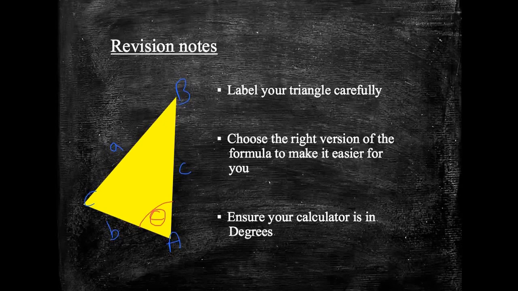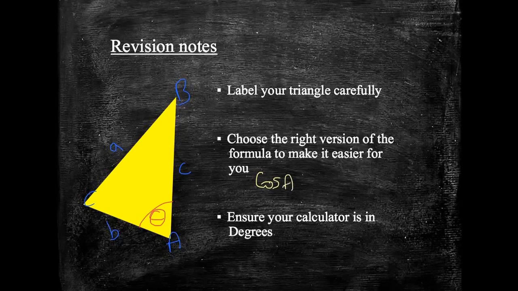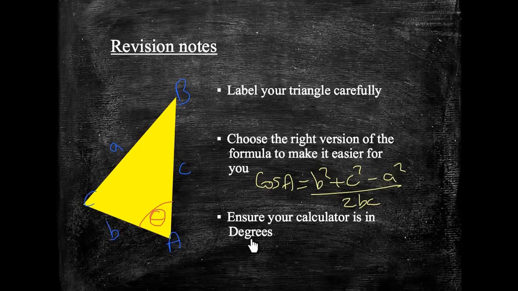Make sure you're using the right version of the formula to make it easier for you. So the formula you're given starts a squared, otherwise you're going to have to use the one that starts with cos. So cos A equals b squared plus c squared minus a squared over 2bc. And finally, as always, just double check that your calculator's in degrees, especially if you've got a brother or a sister that do an A-level. If they borrow your calculator, they may well change it from degrees to radians, which is going to make a mess of all your calculations.